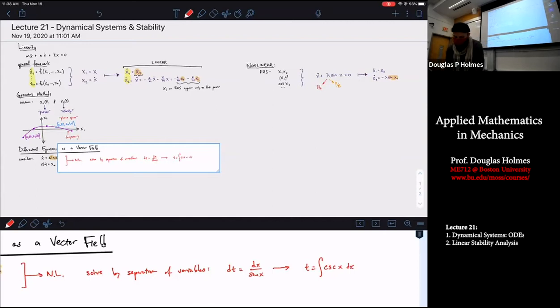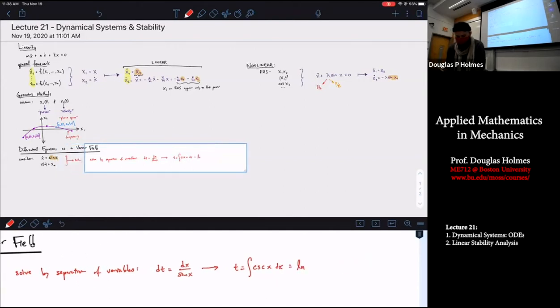And inputting our initial condition, we can resolve that the solution for t is the natural log of the absolute value of the cosecant of x naught plus the cotangent of x naught, over the exact same thing for x: cosecant x plus cotangent x. We have a solution to our equation, but this solution doesn't provide us with a ton of clarity or understanding.